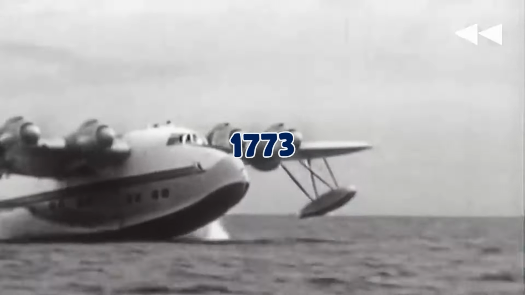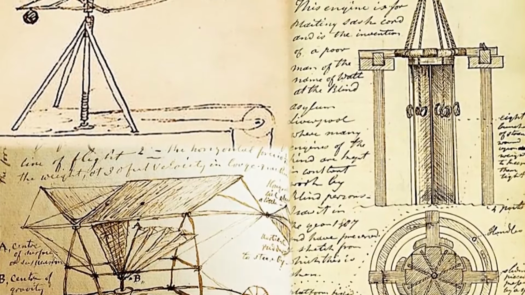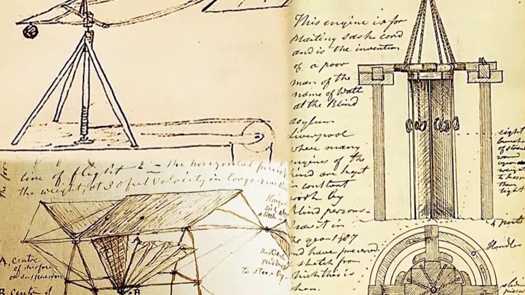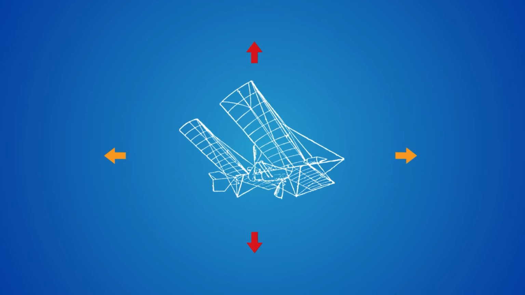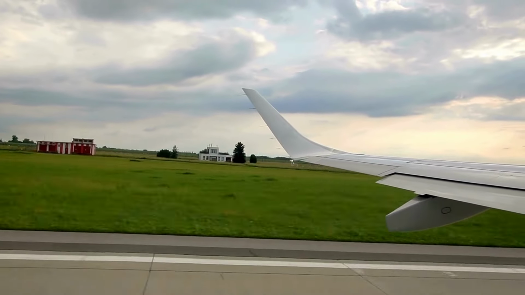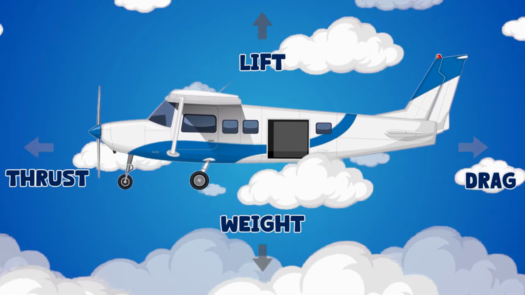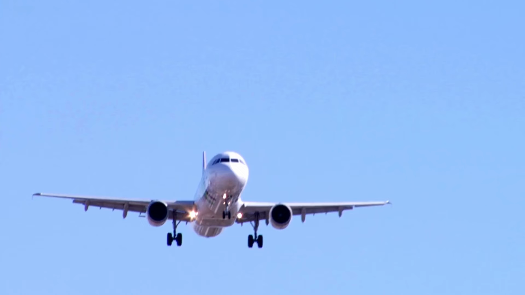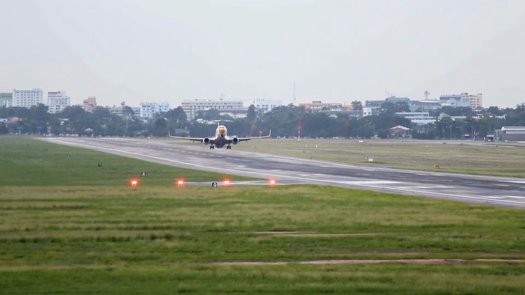Back in 1773, a man named Sir George Cayley, English engineer, inventor, and aviator, discovered that to fly something or move something through the air, it needed four forces. Sir George Cayley discovered that aerodynamics has four forces that help it to use air to move things. When a plane is moving through air, it uses four forces called lift, weight, thrust, and drag to help it move. So when you see a plane moving through the sky, it uses the forces of lift, weight, thrust, and drag to help it move.